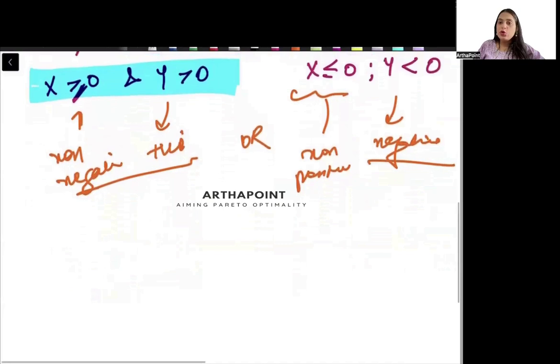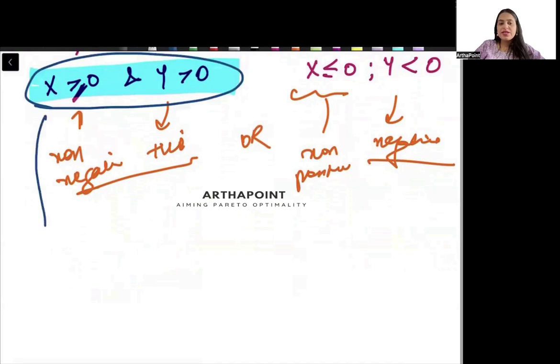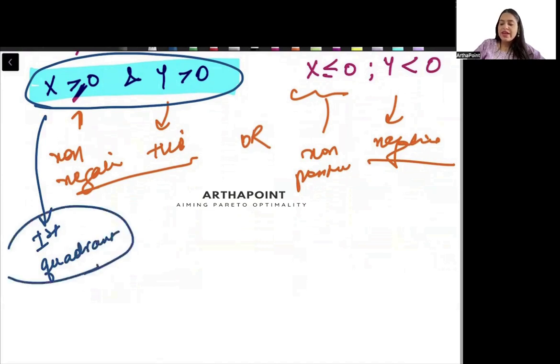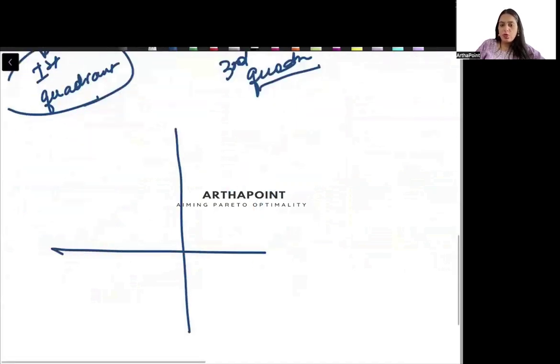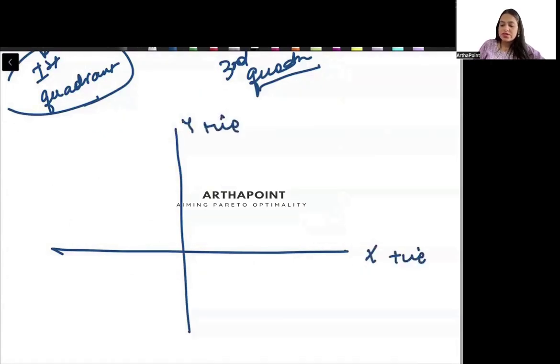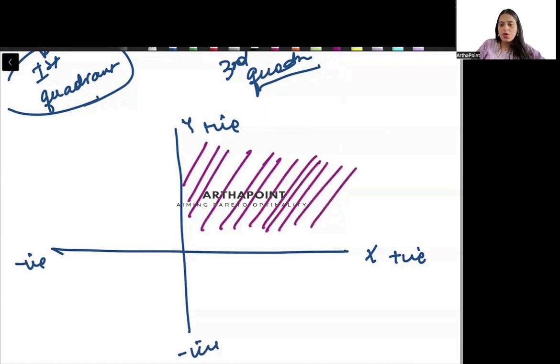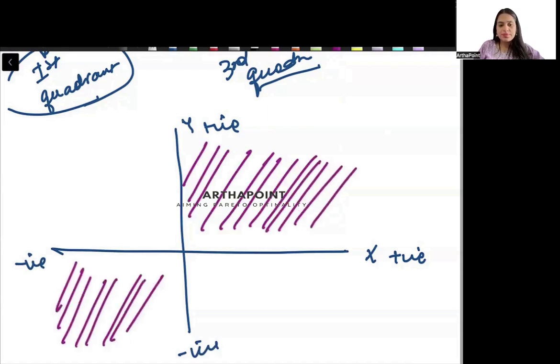Now, if I were to draw this function domain, then try to understand that when x is positive and y is positive, I am talking about the first quadrant. And when x is negative and y is negative, I am talking about the third quadrant. Isn't it? If I were to plot this, here x is positive, here y is positive, here x is negative, here y is negative. So I am fine as long as it is here, or as long as it is here.